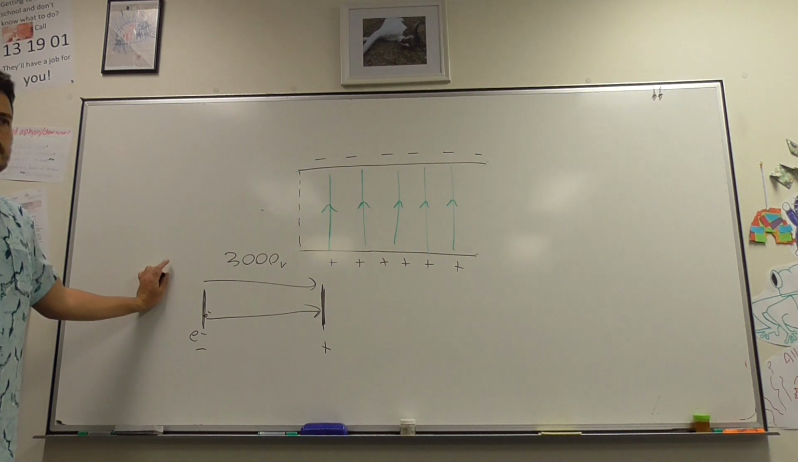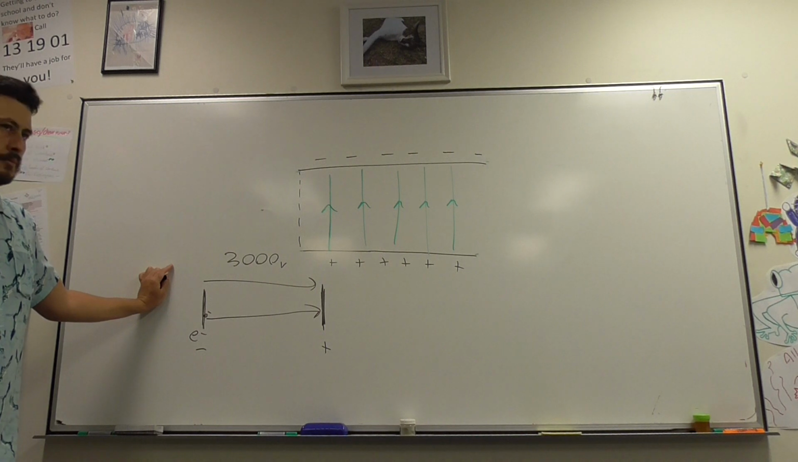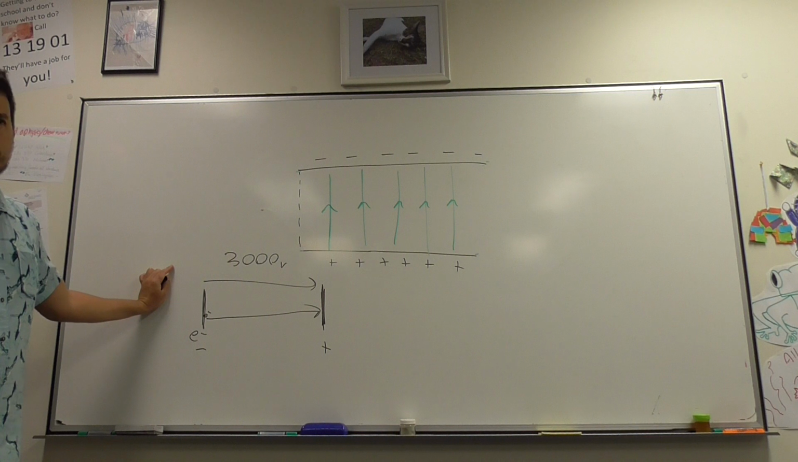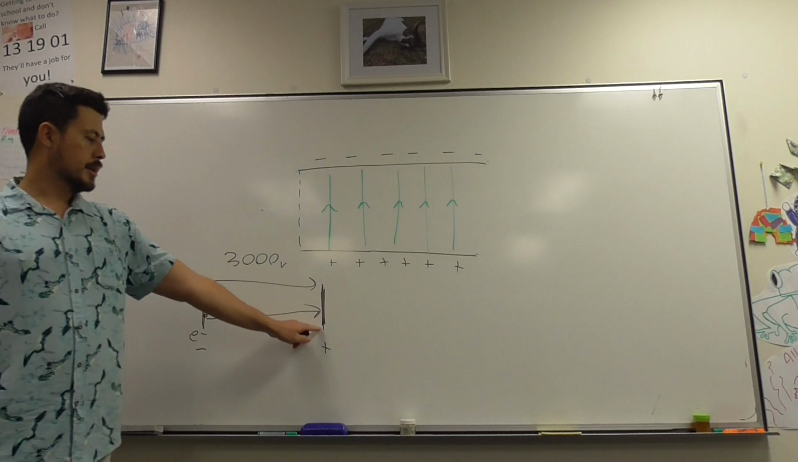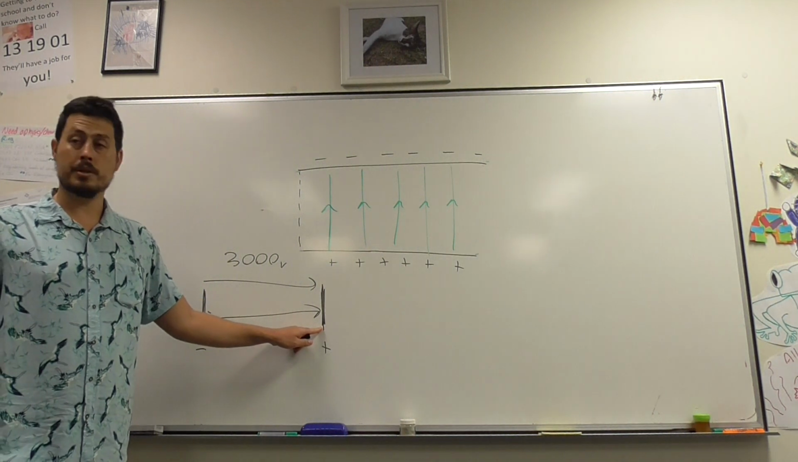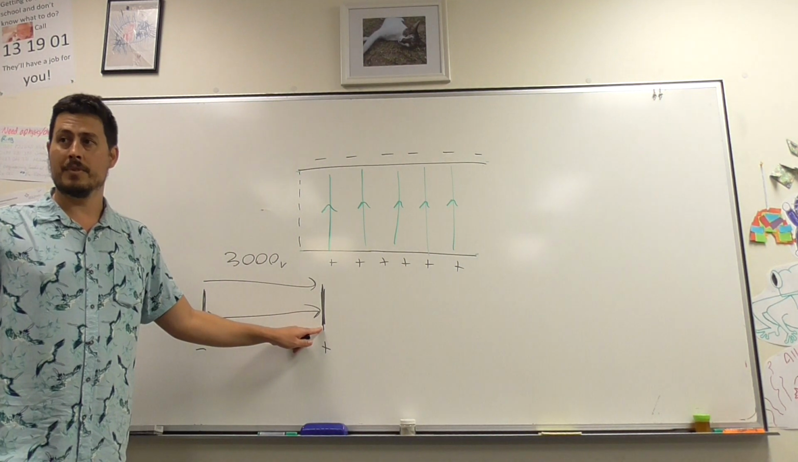No, because it's got a force applied to it, doesn't it? Which is acceleration. It's going to accelerate, yeah. Why? Because F equals ma. So, when the electron arrives at the other side, how much energy does it have? 3,000 electron volts. Yeah, good man.